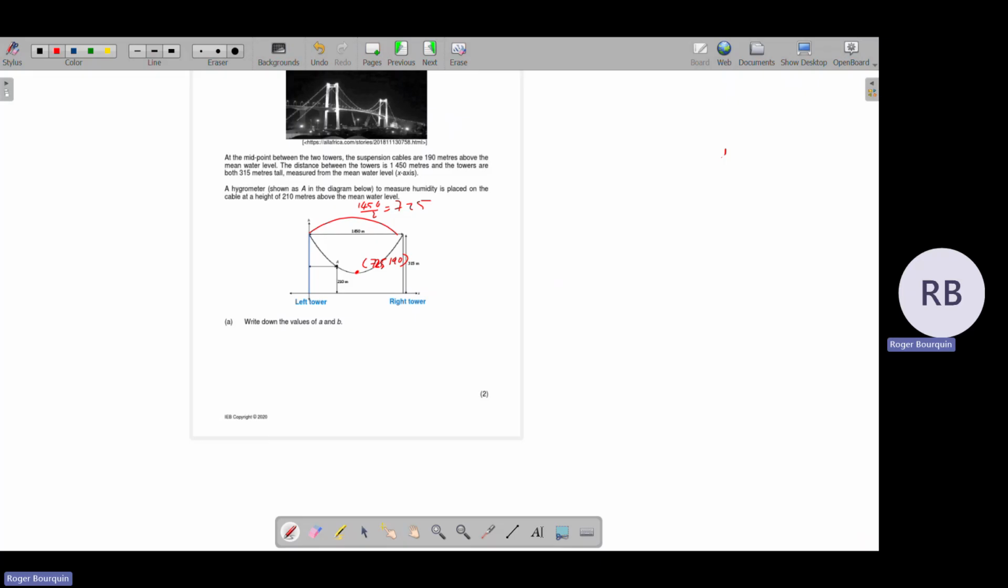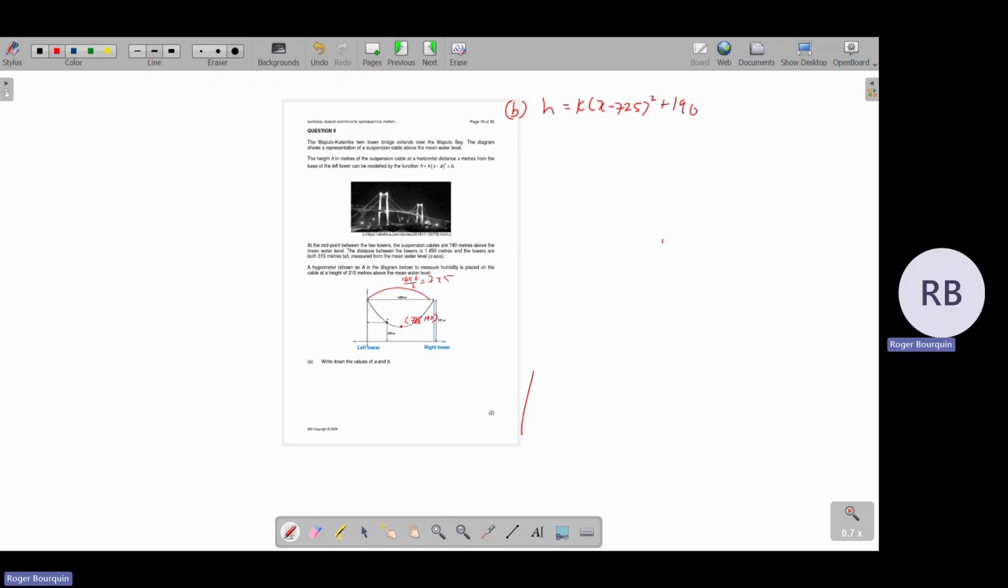The x coordinate is 210, right? Okay, so at A, x is equal to 210. So y is equal to 210. Okay, it's gone 210 up, right? Are we happy with that? Okay, so at A, the y coordinate is 210.